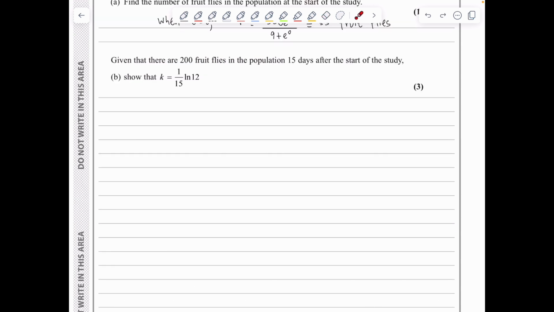In part B, we've got that 200 fruit flies was the population 15 days after the start of the study, and we need to show that this leads to k being 1 over 15, ln of 12.